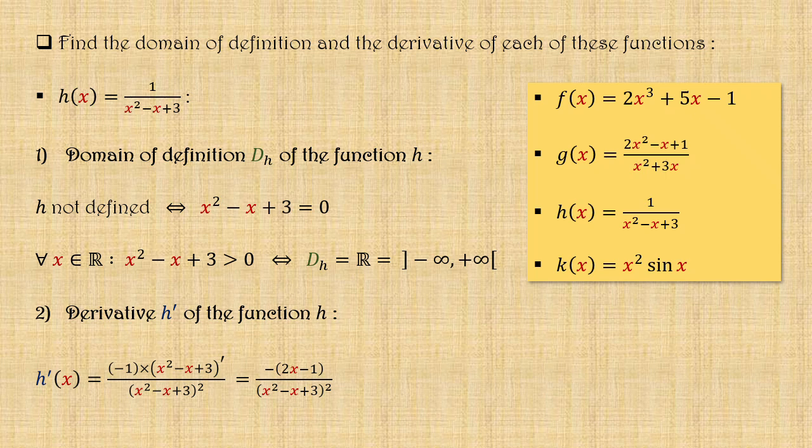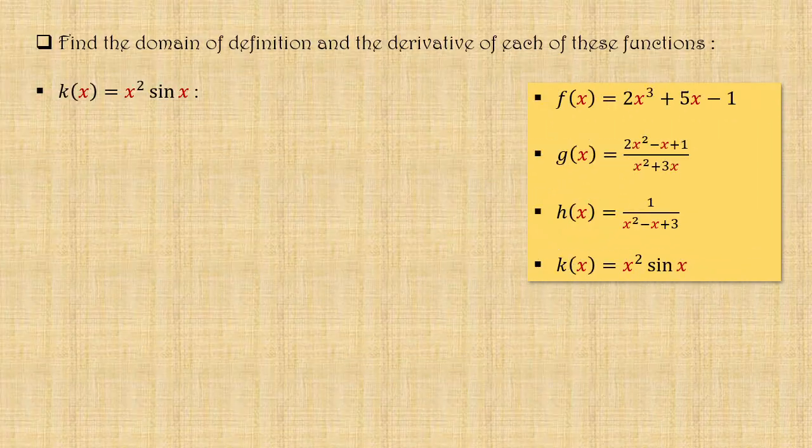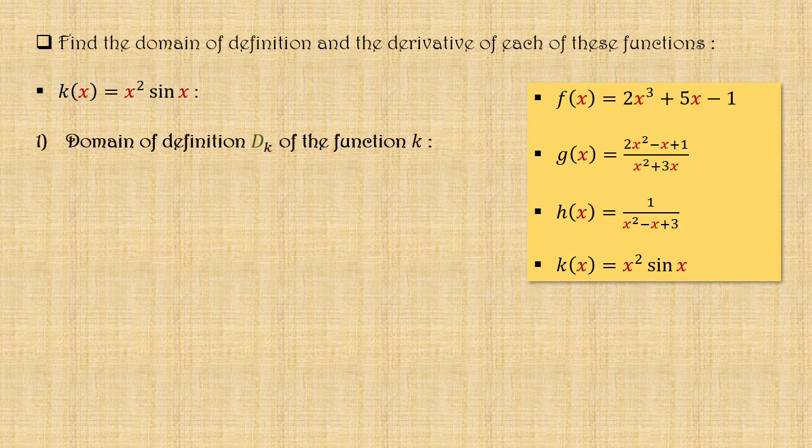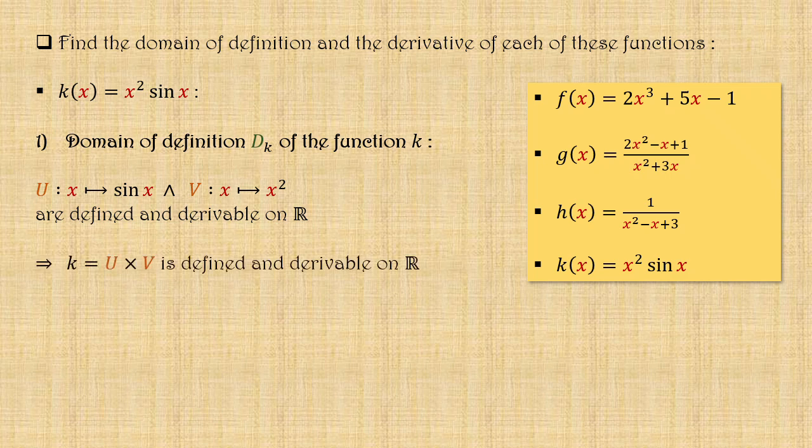Now let's end this exercise by finding the domain of definition and the derivative of the function k. We have k(x) that equals x^2 times sin x. For its domain of definition Dk, if we note as u the function that associates to the variable x the sine of x, and as v the function that associates to the variable x the square of x, then as these two functions are defined and derivable on the set of the real numbers R, we deduce that the function k, which equals the product of these two functions, is also defined and derivable on the set of the real numbers R.